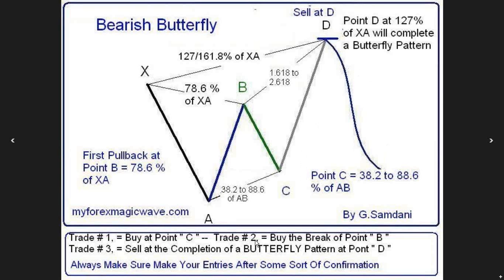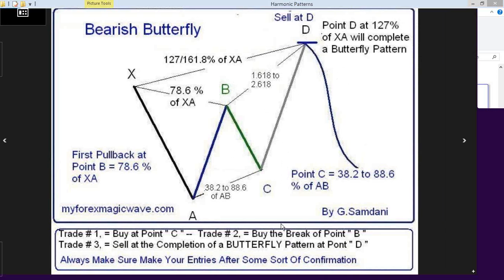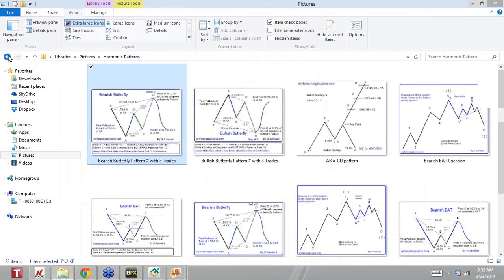Trade number two is the break of point B. Still, if you have one entry here, it keeps wobbling and going, and then you break point B, then it's certain that we're going to go to point D. Then a second buy at the break, and then the third one, you cash those out, and the third trade is to sell at the completion of the butterfly pattern if it starts dropping and gives you the short setups. So this is all the mumbo jumbo, and this is harmonic patterns.